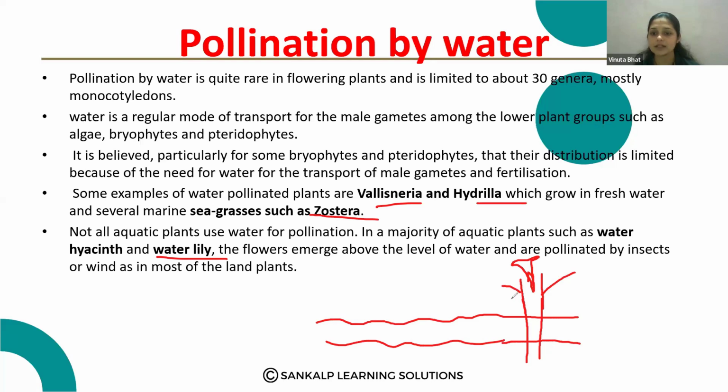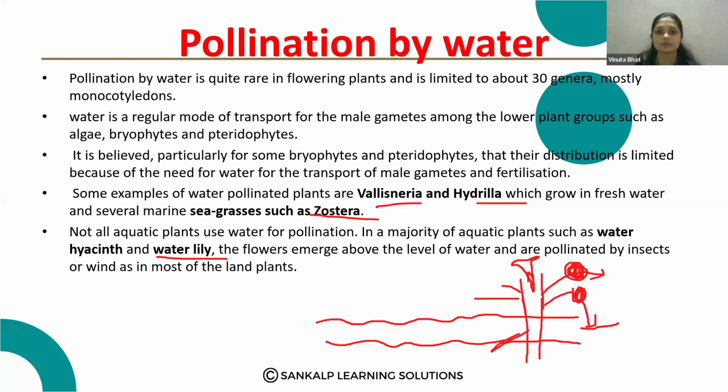and the flowers above the water level, these flowers are pollinated by wind or by insects. Okay. So these grow in water but use other agents like wind and insects for their pollination. So the pollen grains are not transferred through the water, they are using some other methods. Okay.